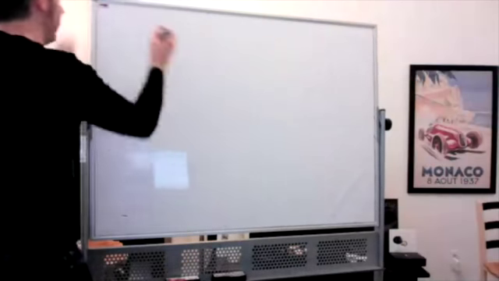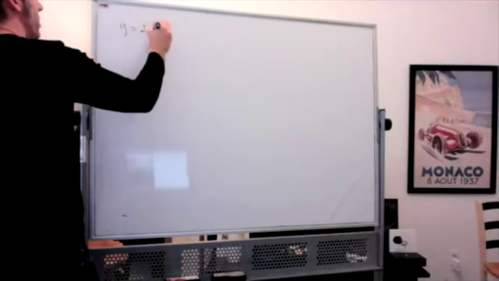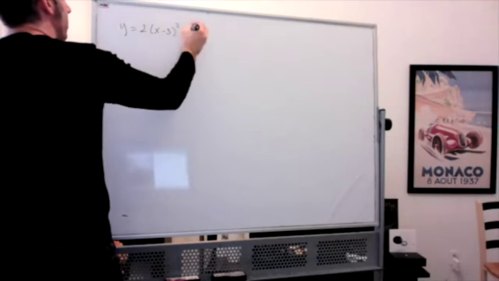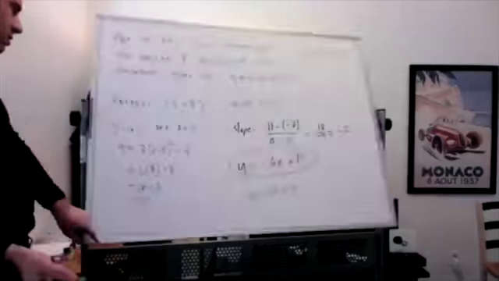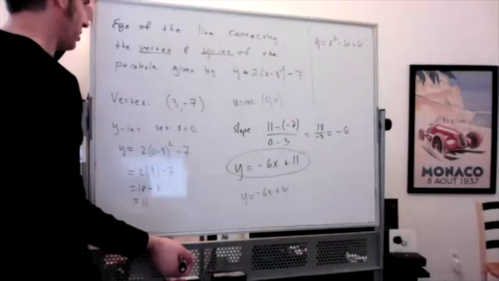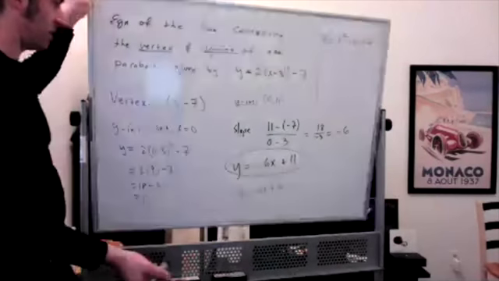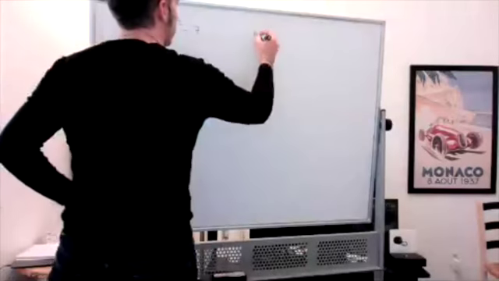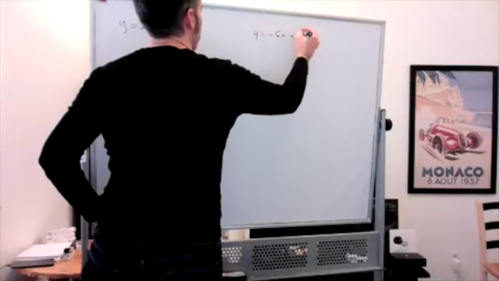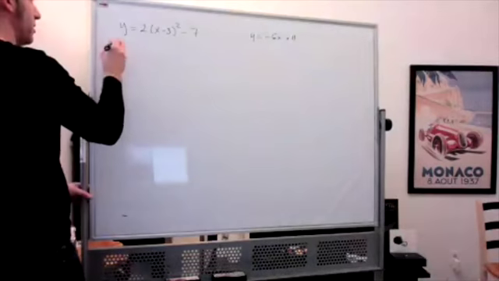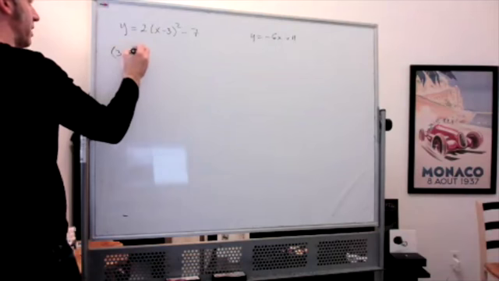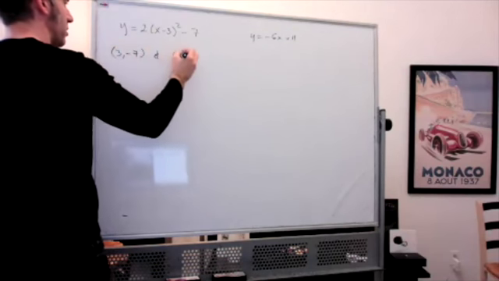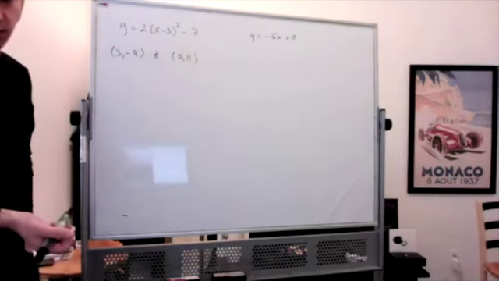So here's what we've got. We've got y equal to 2 times x minus 3 squared minus 7. That is a minus, right? Yes. And we've also got y equal to negative 6x plus 11. And we know that they intersect at 3, negative 7, and 0, 11, which are the points of intersection.